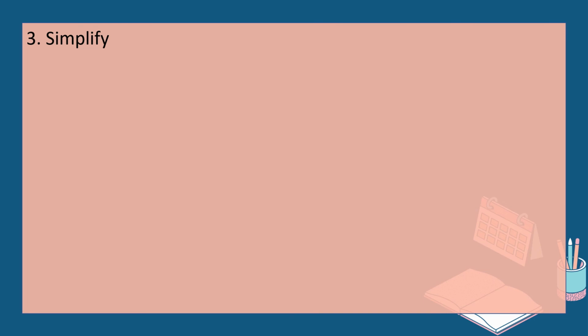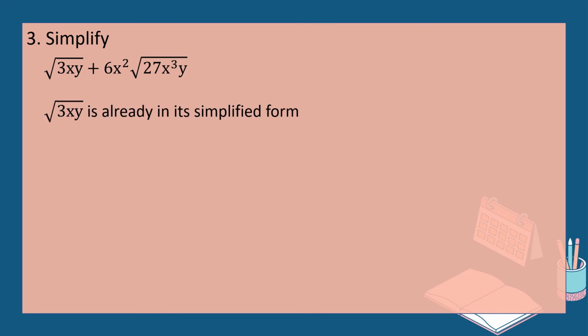For our third example, we are going to simplify square root of 3xy plus 6x squared square root of 27x cubed y. Square root of 3xy is already in its simplified form. Now let's proceed to our second term, which is 6x squared square root of 27x cubed y.